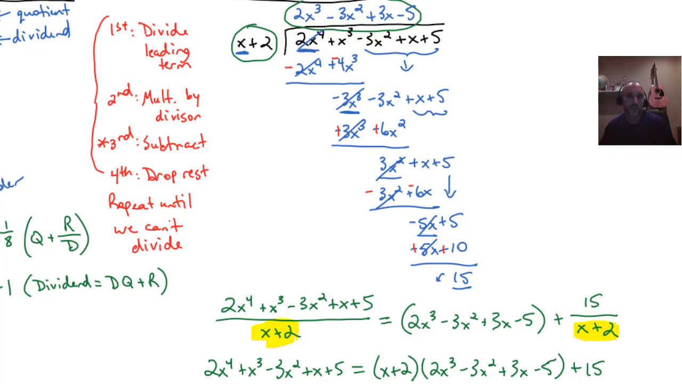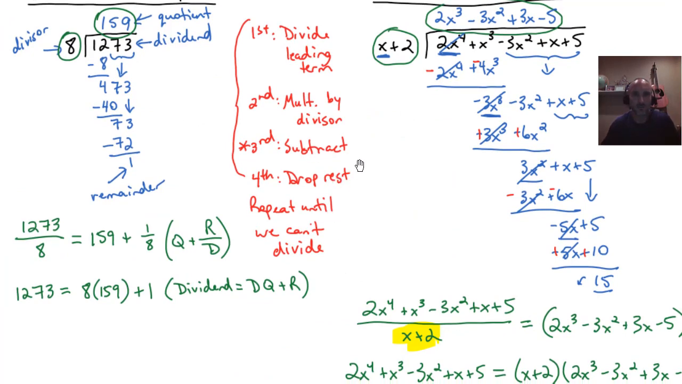So again, the first result is focused on the division. The second result is focused on breaking down the dividend. Okay? All right, let's try some more examples.